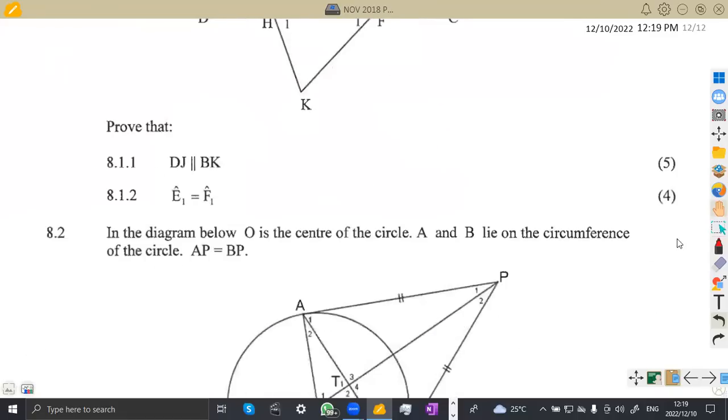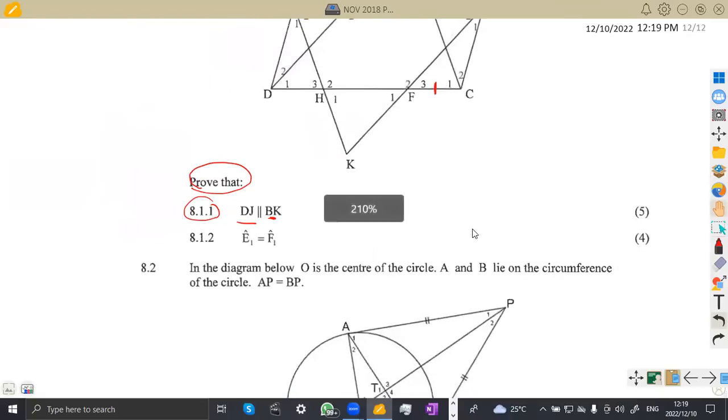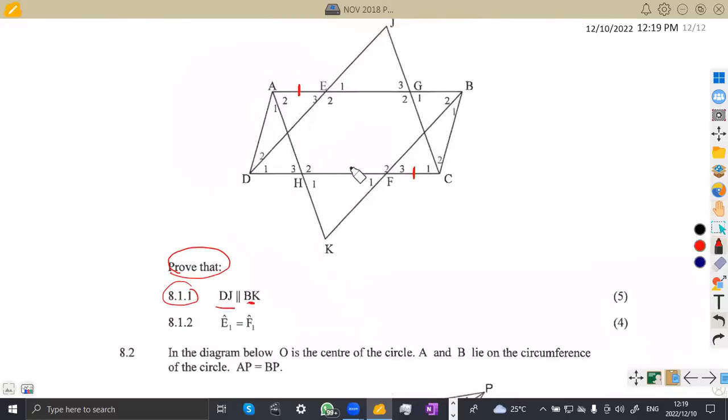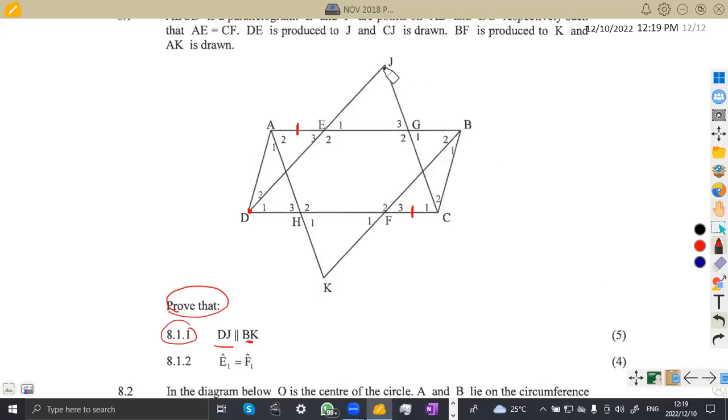The first part of the question, 8.1.1, is to prove that DJ is parallel to BK. We need to prove that from D to J, it is parallel to BK. Where do we have our DJ? This is what we have here, from D to J. This is our J here. And B to K. So we want to prove that these two lines are parallel.